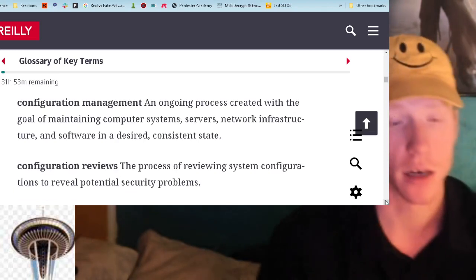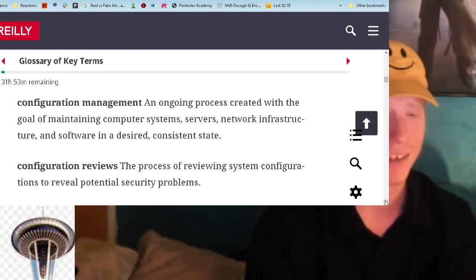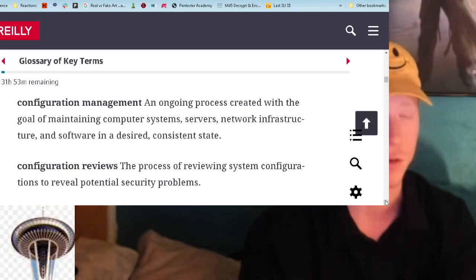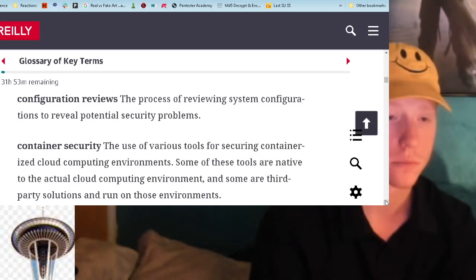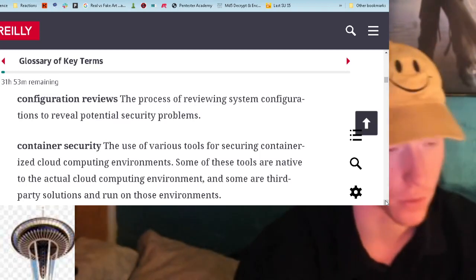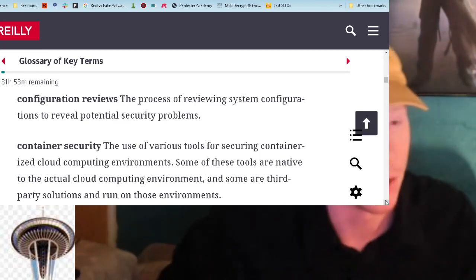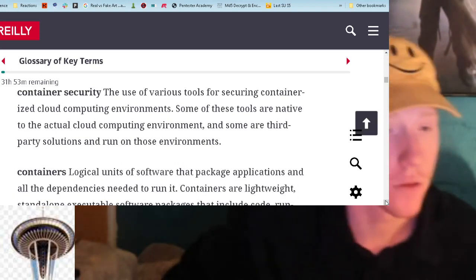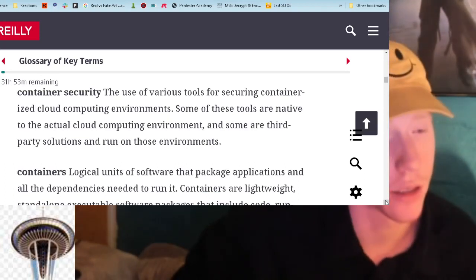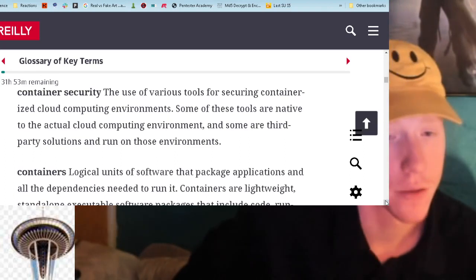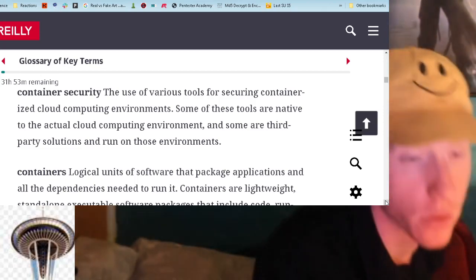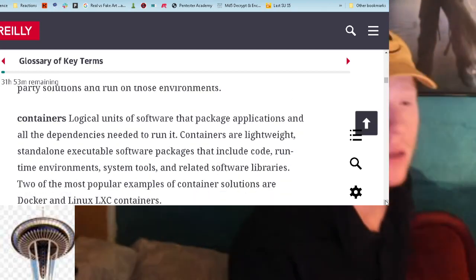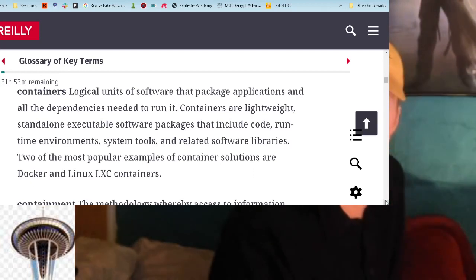Configuration management, an ongoing process created with the goal of maintaining computer systems, servers, network infrastructure, and software in a desired, consistent state. The reviews reveal potential security problems in the configuration reviews. Container security is the use of various tools for securing containerized cloud computing environments. Some of these tools are native to the actual cloud computing environment, and some are third-party solutions and run on those environments.